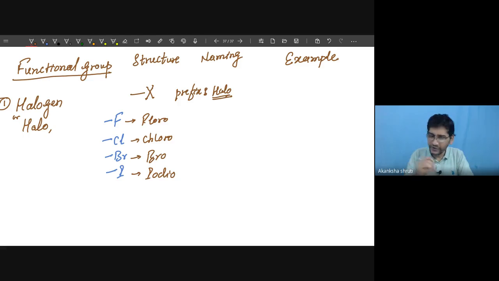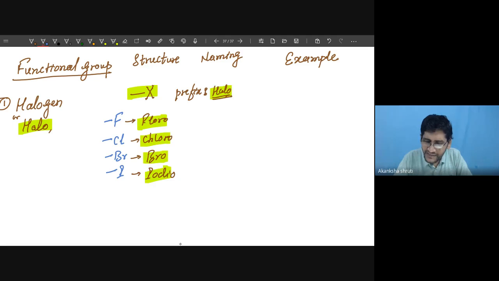So student, here we need to keep in mind how the name is formed and how the structure is formed. The structure means this group will replace one of the hydrogens from the alkane, or main compound containing carbon and hydrogen only. That means in naming, this halo could be chloro, bromo, iodo, or fluoro. Okay, let me take one example.